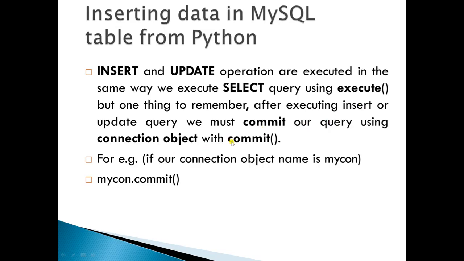And how do we call this commit function? With the help of the connection object. For example, your connection object name is mycon, so you have to write mycon.commit. In this way, your insert or update command will get executed.